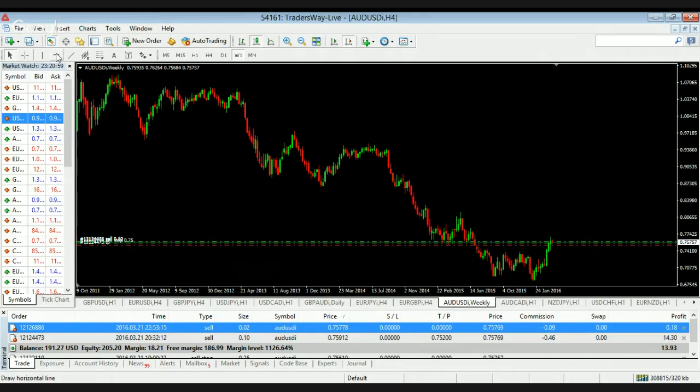I'm going to place some support and resistance right here, and what I'm looking for is, one, recent data, like I said, and I'm looking for basically bounces.